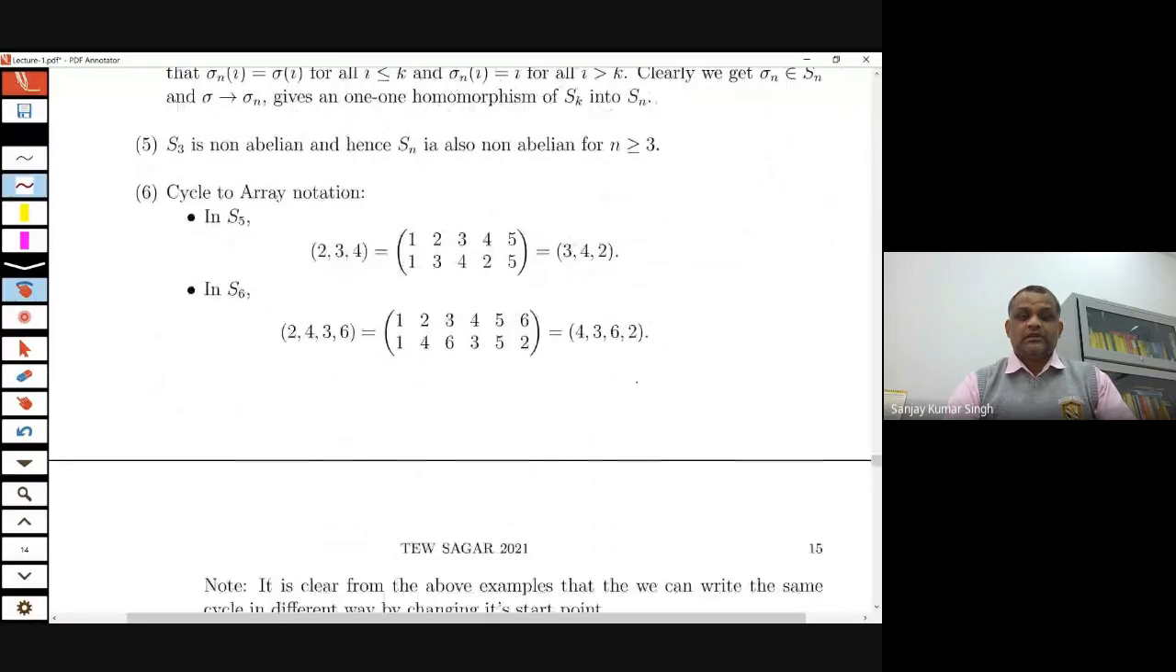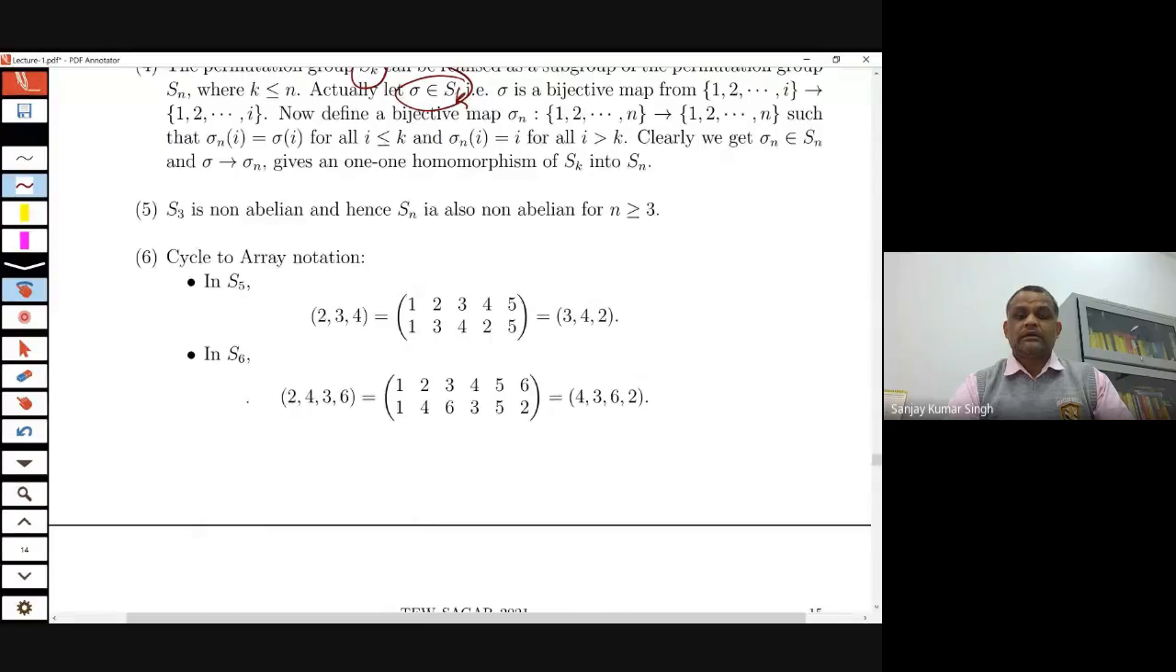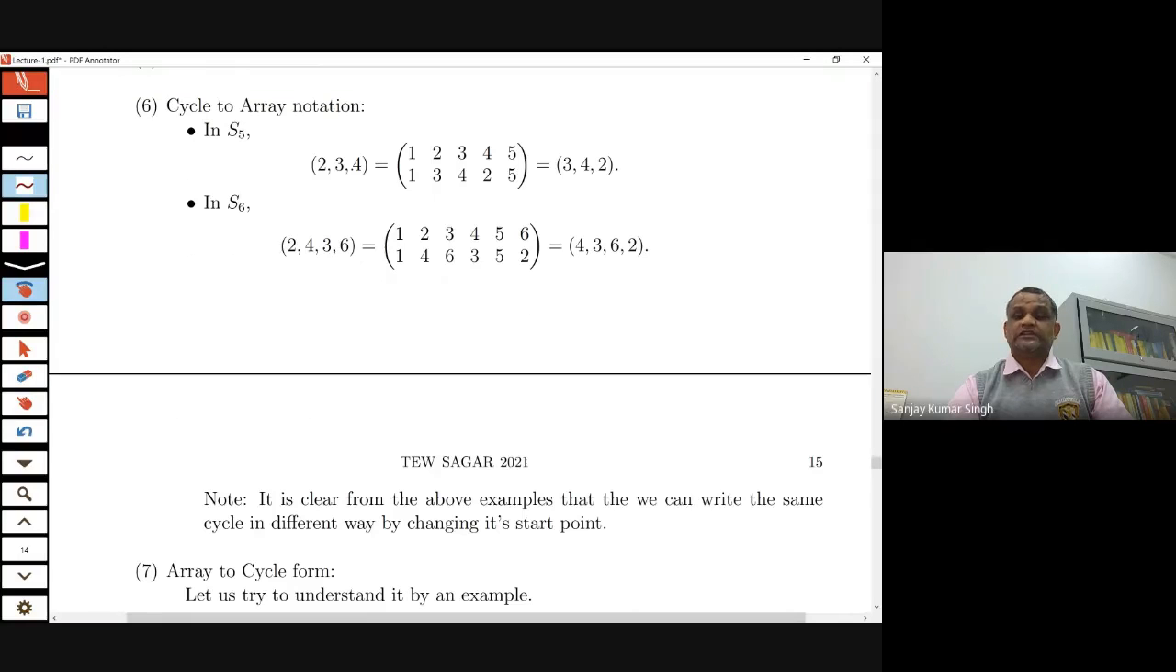So some more notation, cycle to array conversion. How to represent cycle notation in array notation? How do we come from cycle notation to array notation? It is like that.